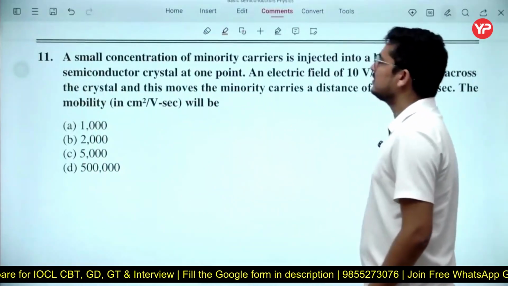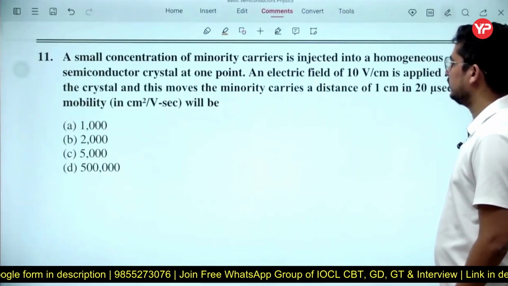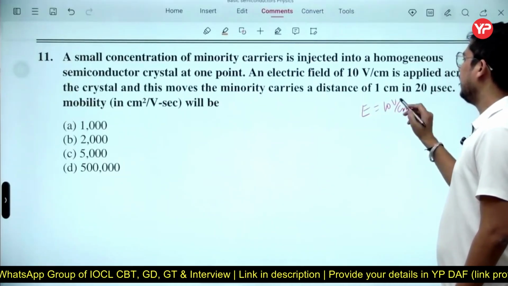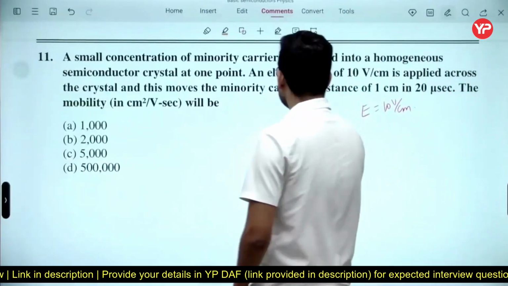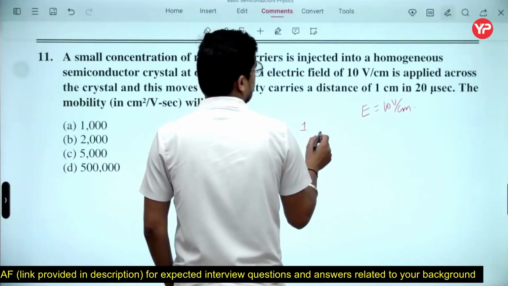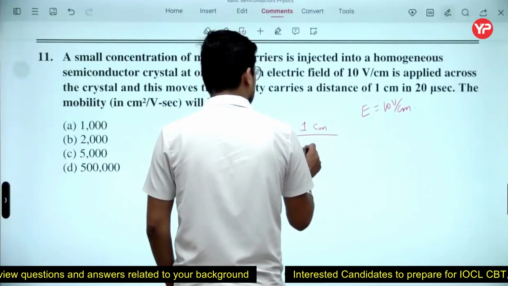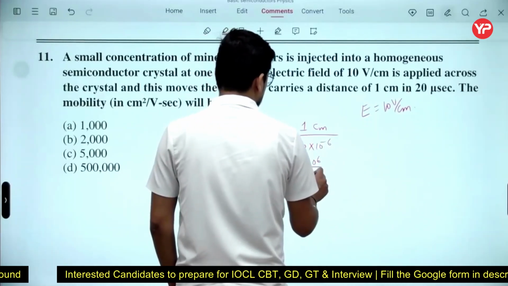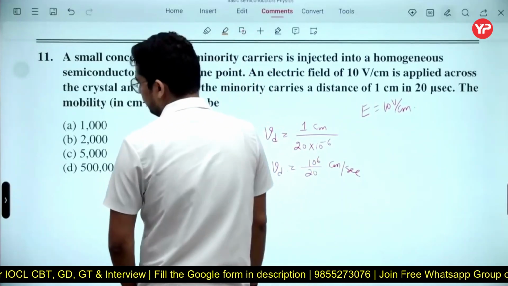Let us check this. He says a small concentration of minority carriers is injected in a homogeneous semiconductor crystal at a point. The electric field E is given to you as 10 volt per centimeter, and the crystal moves the minority carrier a distance of 1 centimeter. So we can calculate the drift velocity from that: 1 centimeter in 20 microseconds. Don't convert that. Keep it in centimeter divided by 20 microsecond, which means 10 raised to power 6 divided by 20 centimeter per second will be the drift velocity.